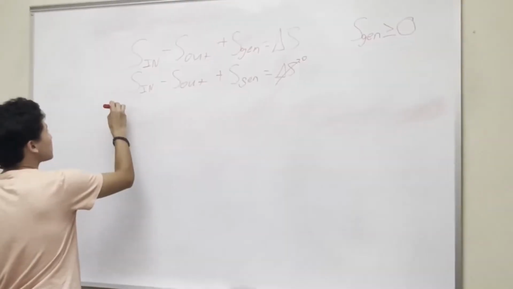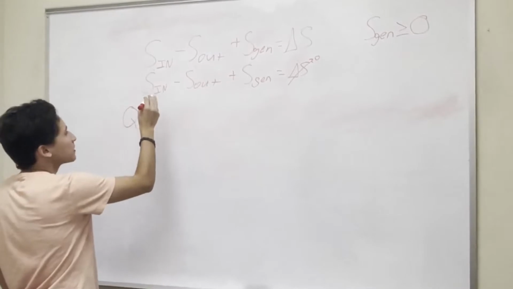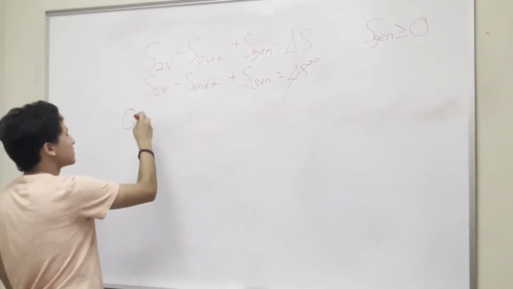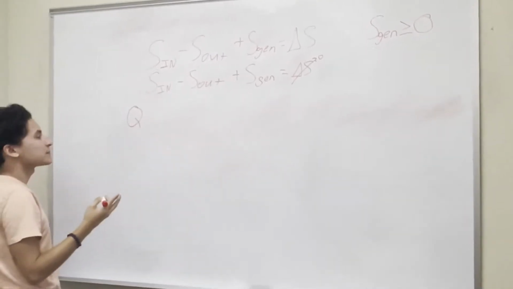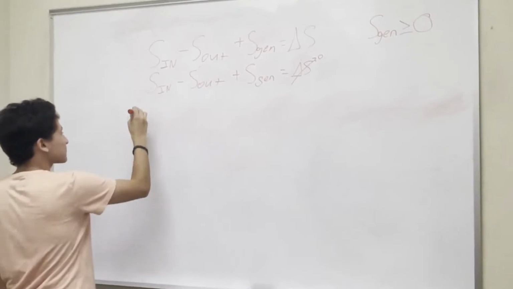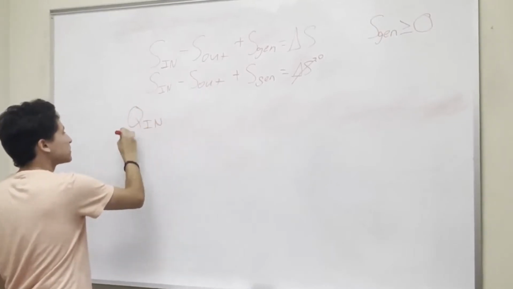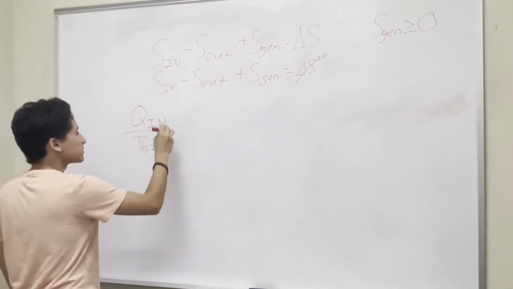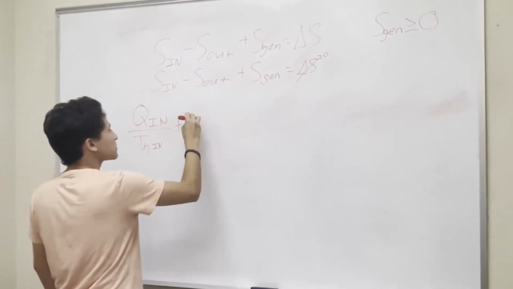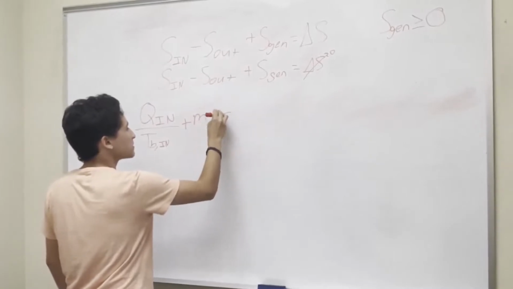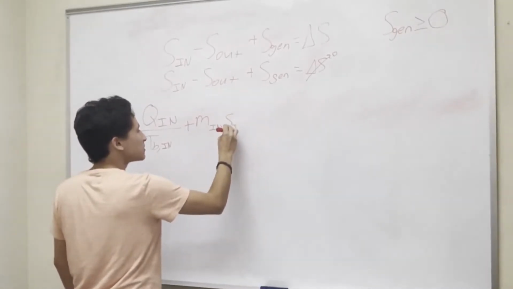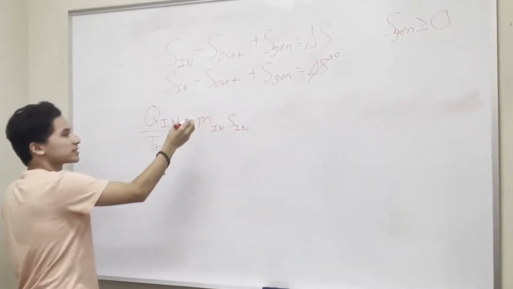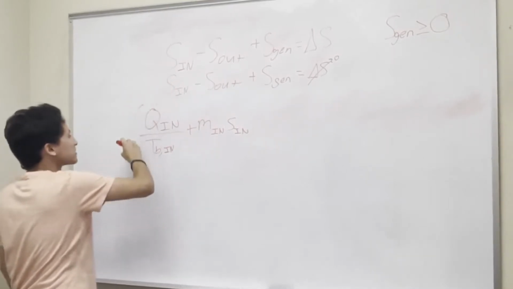So now, for the components of the entropy going in and the entropy going out, there are two components: the mass component and the heat component. Here we have the heat flow going in over the temperature of the boundary at the point where it goes in, plus the mass flow going in times the specific entropy going in, denoted by small s as compared to big S.